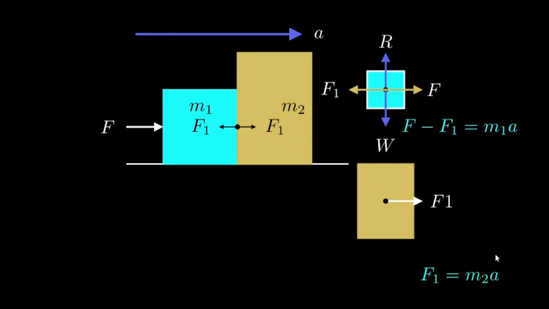Now we substitute this value of F1 in the first equation and we get F minus M2 a is equal to M1 a. Then taking out the acceleration, we get the result. After this, one more step: you have to find a. So a will be equal to F divided by M1 plus M2. So this is a very simple problem.